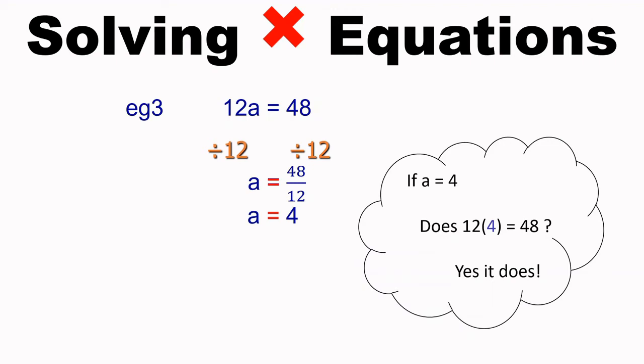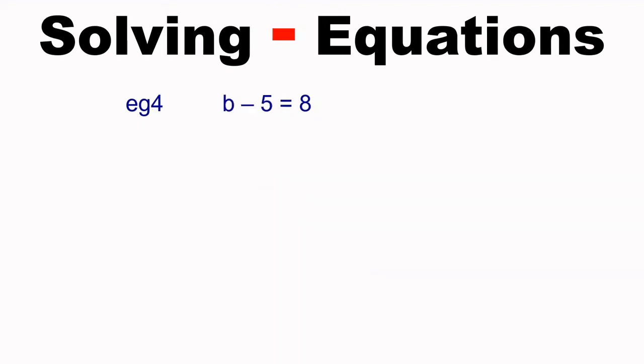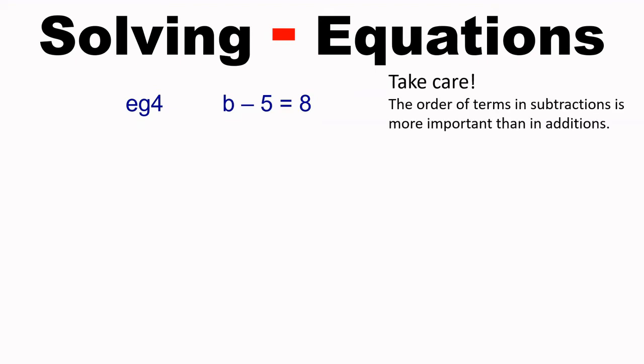We've just checked it. And this time we want to get b on its own. Be careful because this time b has got 5 subtracted from it. Now we need to be careful when we're looking at subtractions because the order of terms in a subtraction is more important than in an addition or a multiplication.